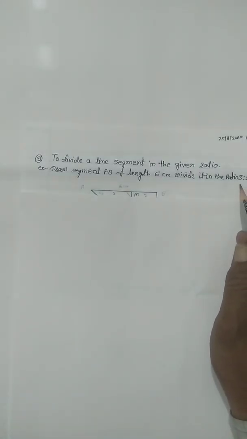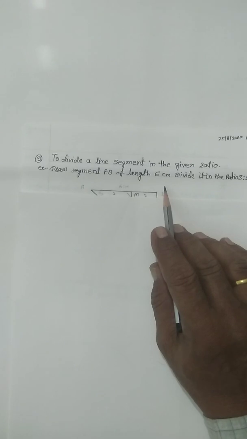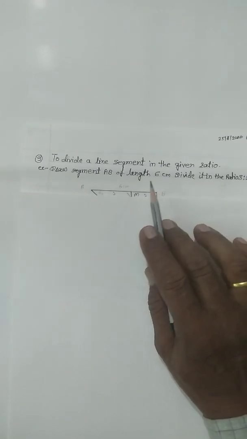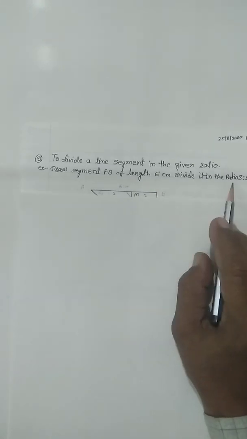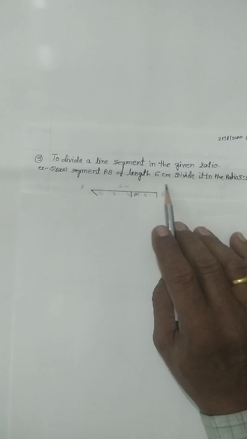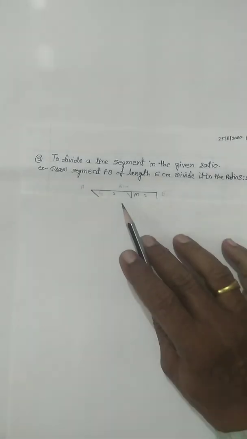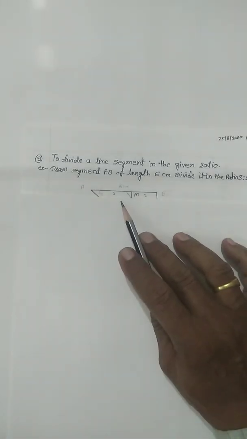Now yesterday we have seen how to divide the given segment into equal parts. Today we are going to study how to divide the segment in the given ratio 3:2. Means this segment is divided into 5 equal parts. See how this segment is divided in the ratio 3:2.